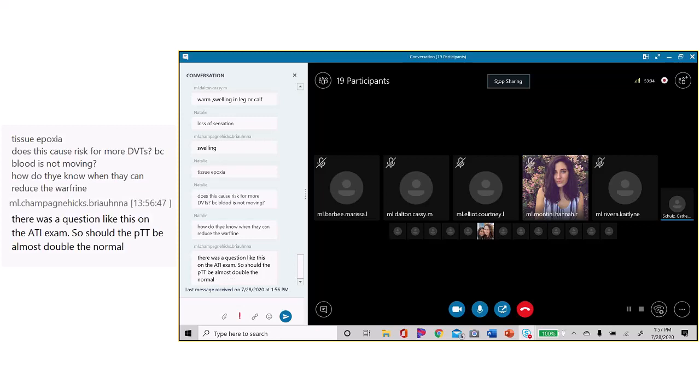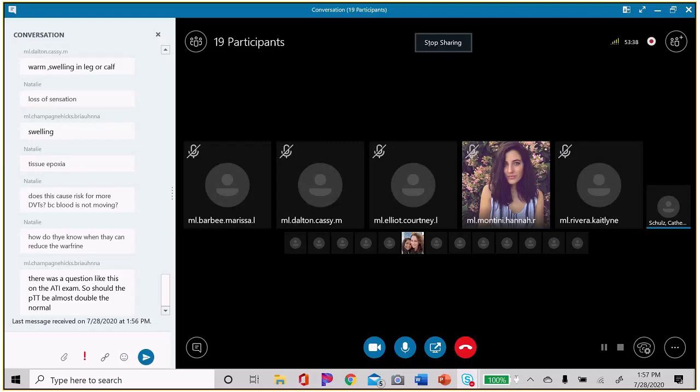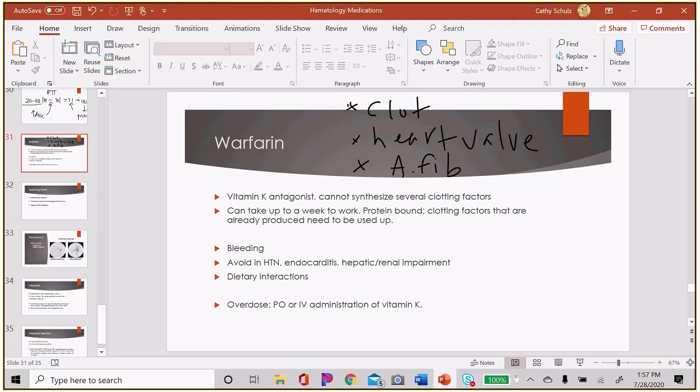Yes, Brianna, that is exactly what the answer would be. So if you're giving heparin IV and you want the heparin to be effective, therapeutic, then the PTT should be double the normal. That is correct. So that's interesting that was on. So obviously you couldn't have answered that one right necessarily because you didn't have it yet, so don't feel bad.